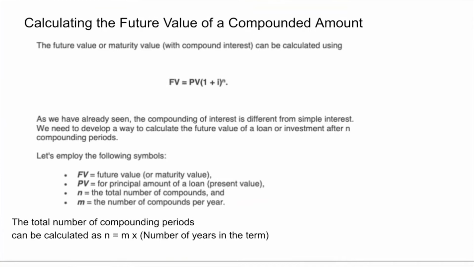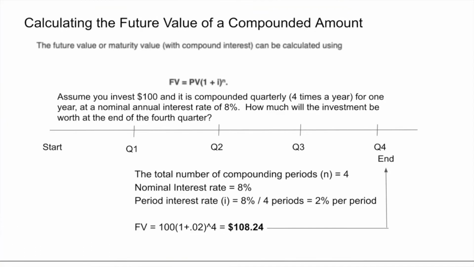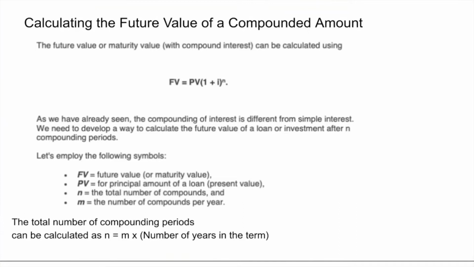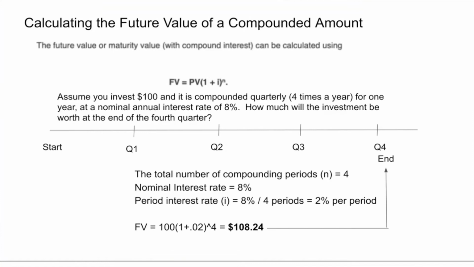And it is a pretty straightforward formula. The future value is the present value multiplied by 1 plus the periodic interest rate, to the power of n, which is the total number of compounds in the time period. We saw an example of that, and that can be a little bit confusing. You want to make sure that n is the total number of compounds in the length of the loan, not the number per year.